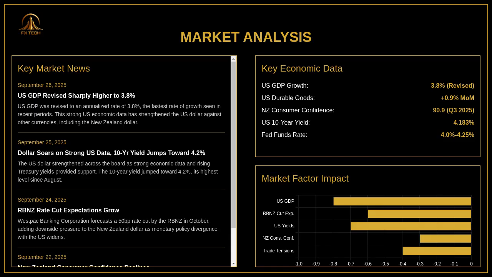Additionally, expectations for RBNZ rate cuts have grown, with Westpac forecasting a 50 BP cut in October. Our market factor impact chart clearly shows these elements exerting bearish pressure on the pair, with US GDP and rising US yields having the strongest negative influence. These fundamental factors align with our technical outlook, reinforcing the bearish bias for NZD/USD.